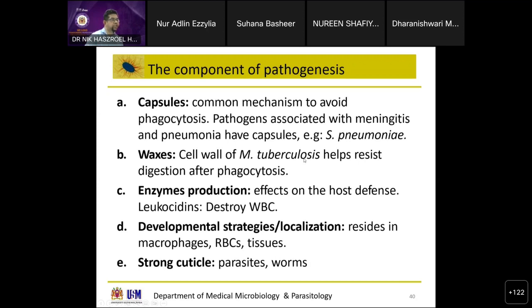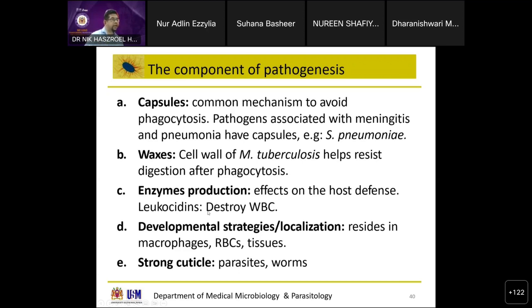And then tuberculosis has wax, mycolic acid wax. They have another layer called mycolic acid wax. So even after phagocytosis, they survive in the white blood cell. Because of this wax, they can survive and multiply even in the white blood cell. This is important. And then enzyme production.